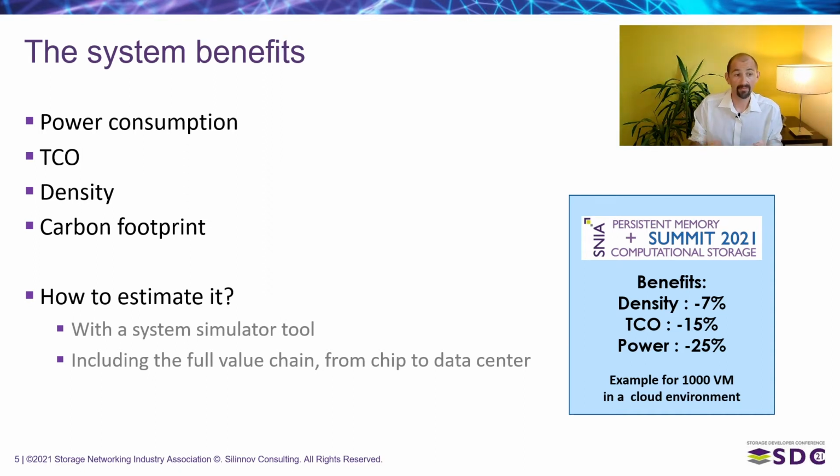At the beginning of the year, I had the great chance and opportunity to share the results of a simulation I did with my own tool on a hybrid computational storage system running in a cloud environment, running about 1,000 VMs with database. The benefits I show in my simulation are -7% in density, -15% for the TCO, and -25% in terms of power consumption.